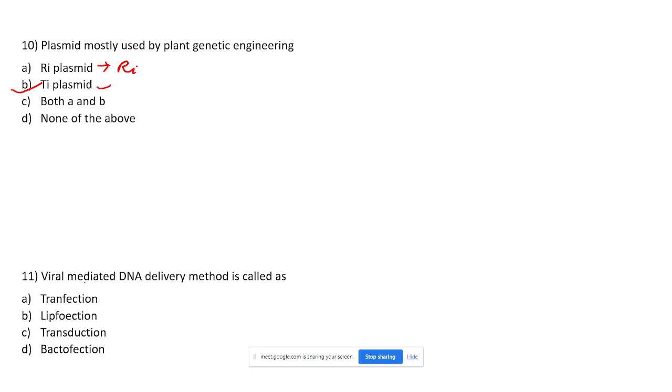Then the viral mediated DNA delivery method is called as transfection, lipofection, transduction, bacteriofection. Ma'am, option C. Yes, good. Option C is the right answer, which is transduction.